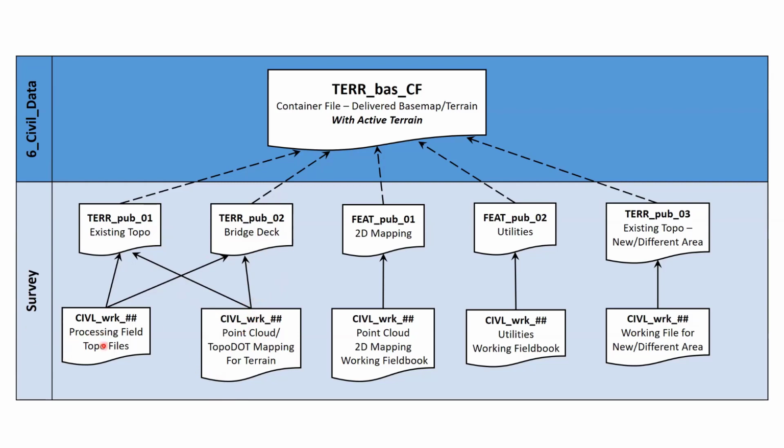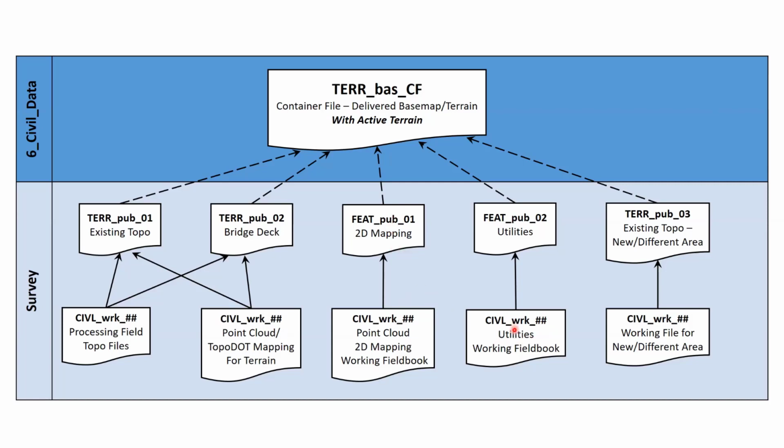Same thing with my field topo files. A lot of that's going to go in this existing topo file for publication, but some of it may also go in this pub02 for the bridge deck. And then for my other mapping that I don't want to be in a terrain, I'm going to have this civil working file where I'm extracting features, maybe making some modifications. I'm going to put those up in these feature pub files because I am not making a terrain from those.